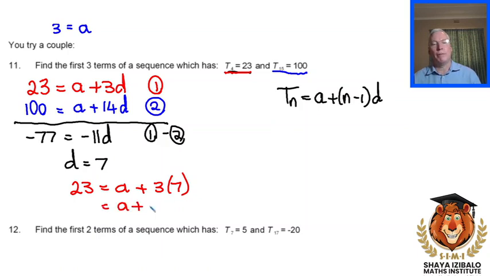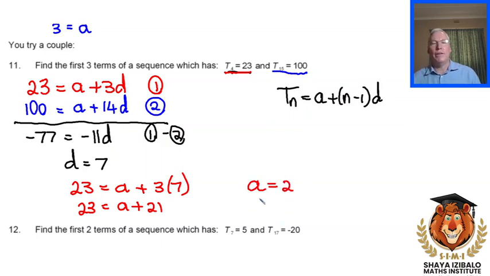I'm hoping you're realizing that it makes a huge difference if you can do the basic arithmetic well. 3 times 7 is a fact. You need to know it, learn it, practice it. Add up number plates of cars when you're driving along. Improve your mental mathematics. Now, let's subtract 21 from both sides and we get a equals 2.